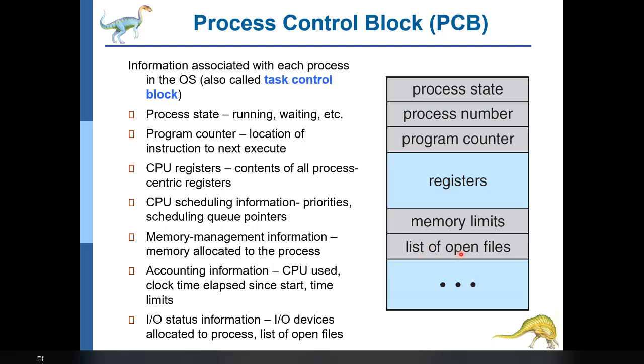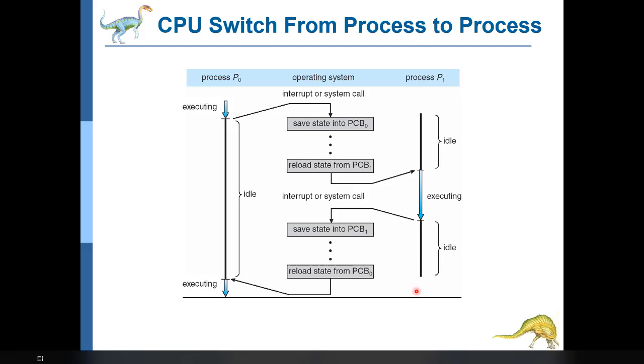Also, the operating system knows which files are opened by this process and much more other information about CPU use, IO status information, and so on. So what we learn here from this diagram is that when a process P0 is executing, and because of some reason it needs to be relieved from the CPU, the operating system must save the state of this process into this PCB. If any process is being loaded into the CPU, it's only possible because the CPU reloads the state from its PCB and it starts executing.